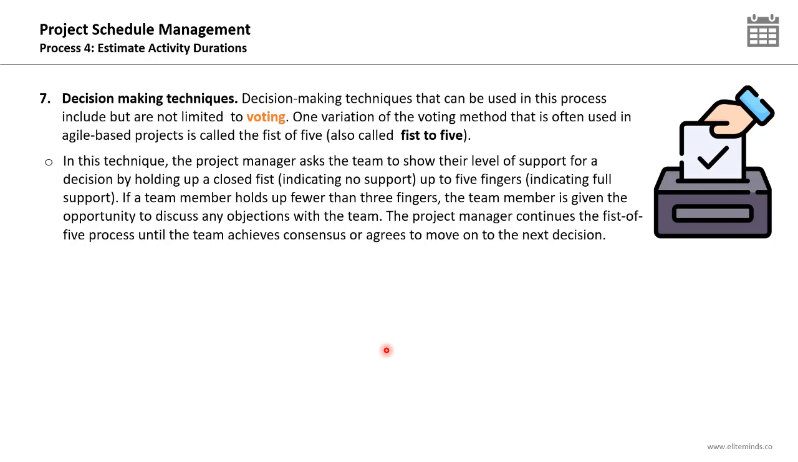Up to 5 fingers of the fist, this means that the team member is giving full support to the decision the team is voting for. This is why it's known as the Fist of 5. If a team member holds up fewer than 3 fingers, the team member is given the opportunity to discuss any objections with the team. The project manager continues the Fist of 5 process until the team achieves consensus or agrees to move on to the next decision, and this technique can be used to agree on some of the activity durations where there are conflicts or the team is not aligned on the proposed duration.